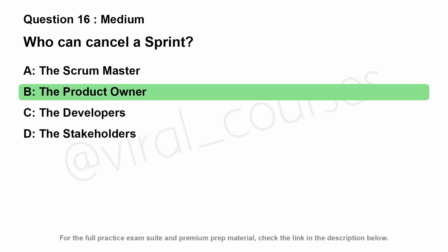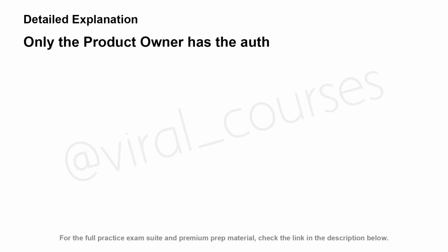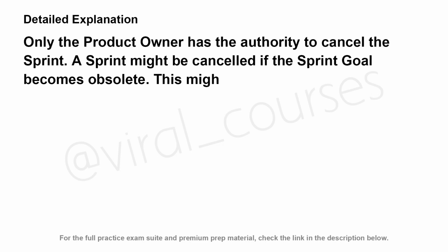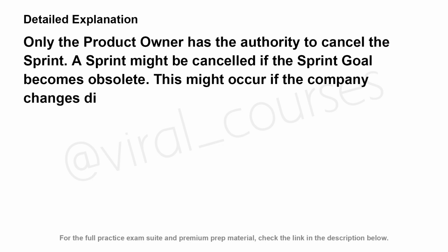The correct answer is B. Only the product owner has the authority to cancel the sprint. A sprint might be canceled if the sprint goal becomes obsolete. This might occur if the company changes direction or if market or technology conditions change.